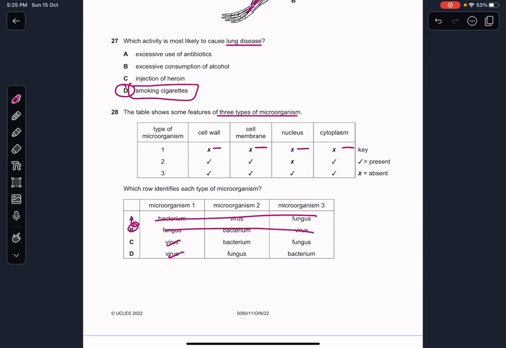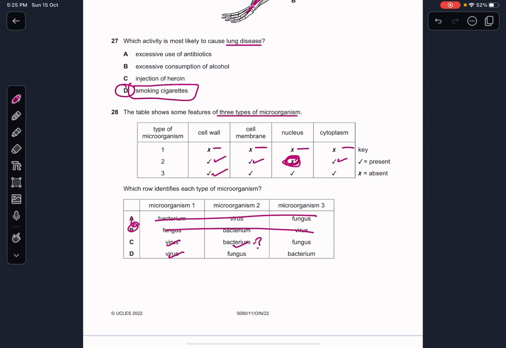The second has a cell wall, it has a cell membrane, it does not have a nucleus, however it has cytoplasm. So the one that does not have a nucleus is most commonly going to be a bacteria, because the DNA of a bacteria is freely present in the cytoplasm. It is not encapsulated or stored within the nucleus, so it can be bacteria.